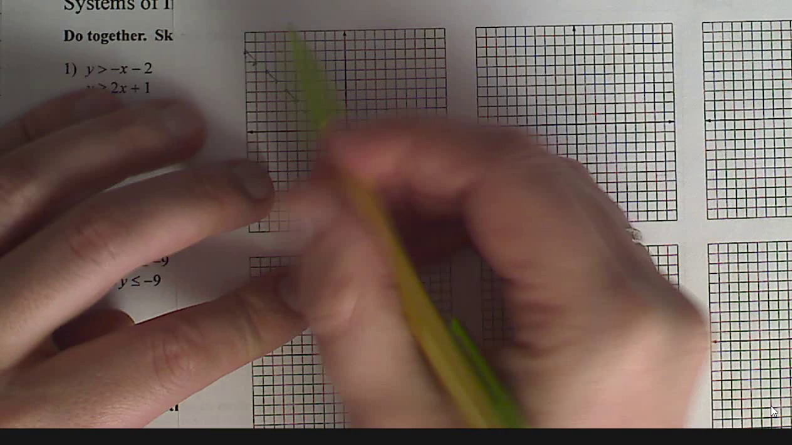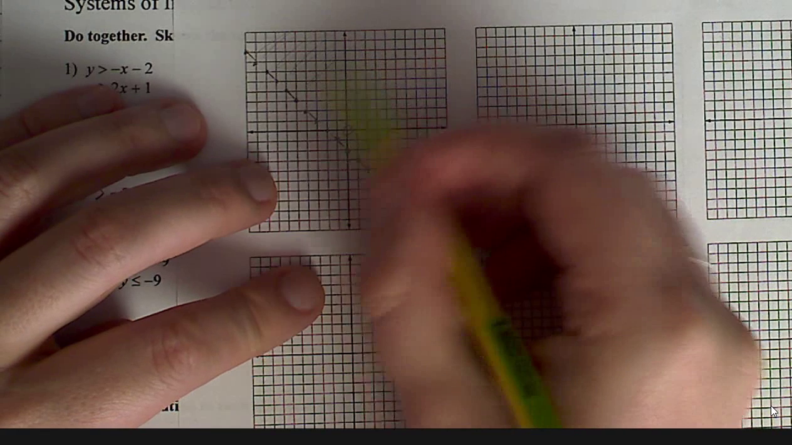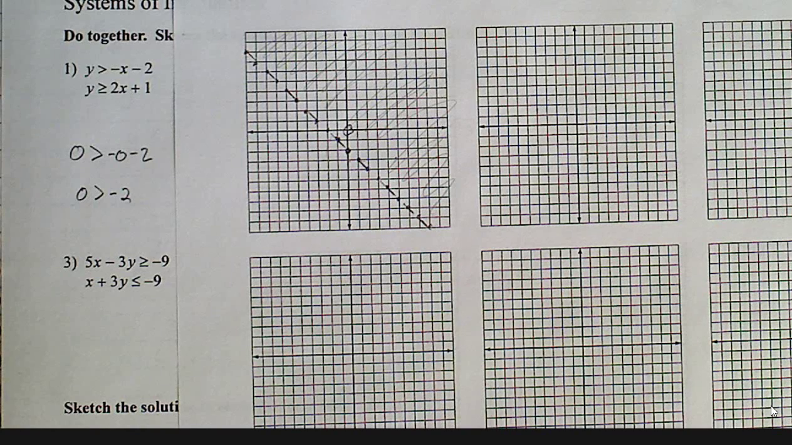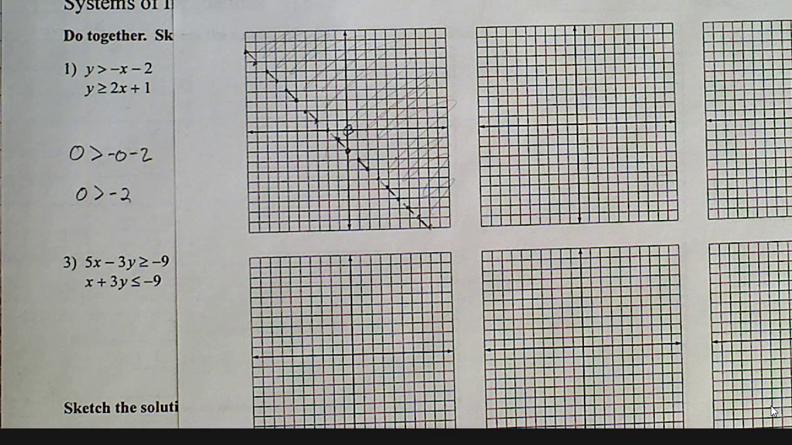And I'm going to do this just really lightly. I'm going to do it so lightly it might not even show up on the camera. Okay, you guys see that? Yeah. All right. Now I'm going to go back to do the other line.